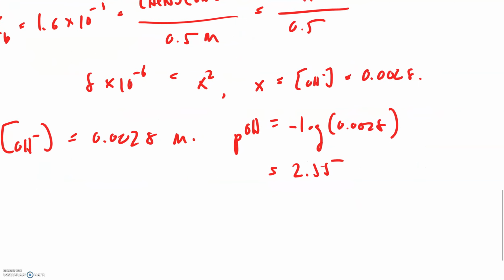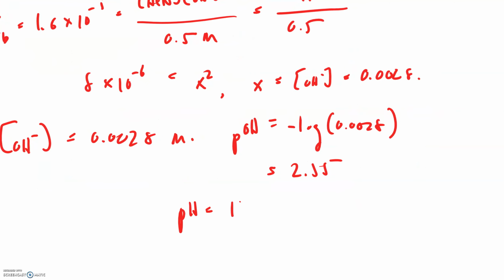And then to find pH, we simply subtract that from 14: 14 minus pOH. And 14 minus this answer, we get a pH of 11.45. And that makes perfect sense because it's a base, so the pH should be greater than 7. Now, what if we run into a situation like this?